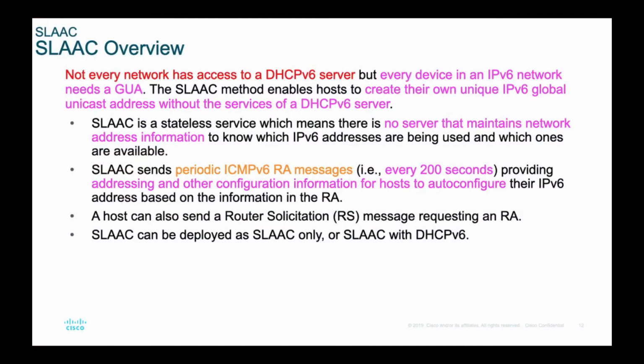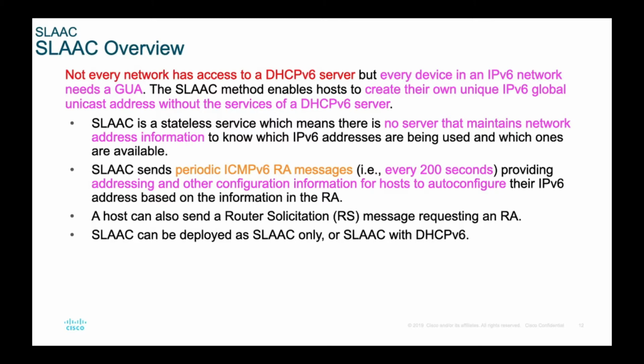Okay, let's go one by one. First, SLAAC. Not every network has access to a DHCP version 6 server, and not every network needs to create a DHCP server. Sometimes it's enough for us to create the IP based on the router information only. But in this case, every device in an IPv6 network needs to have a global unicast address. So in order to provide an IPv6 global unicast address, we can use the SLAAC method.